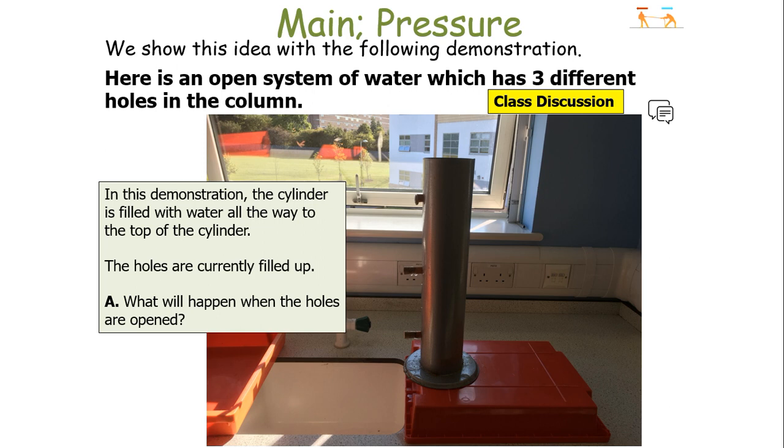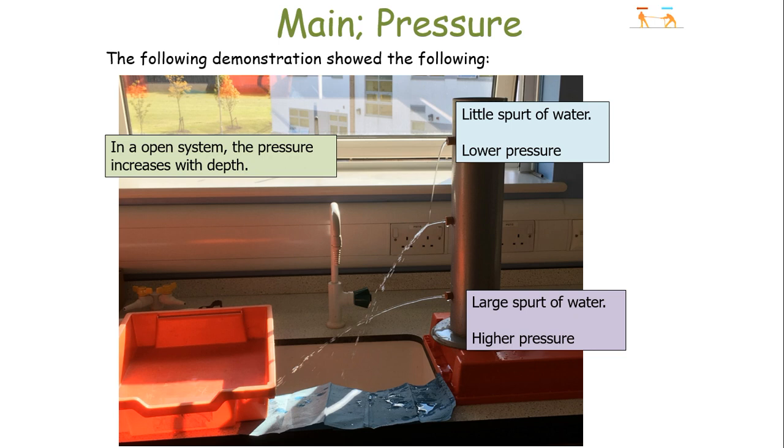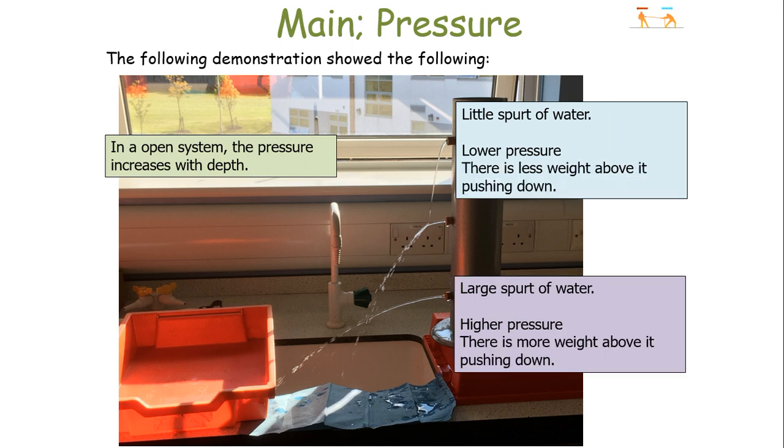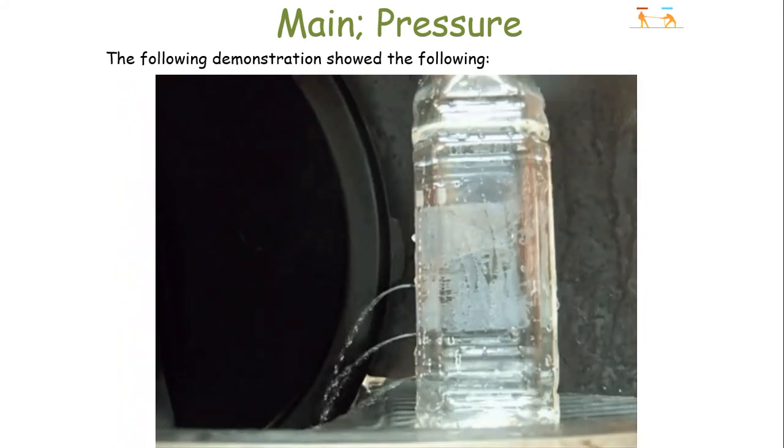So in this demonstration, the cylinder is filled with water all the way to the top of the cylinder. All three holes there are currently filled up, but what would happen if we open these particular holes in the cylinder? Well, you'll see the following. At the top, there's a little spurt of water. Why is that? Because there's a low pressure. What do you notice at the bottom? A large spurt of water because there's a higher pressure, because in an open system, such as this cylinder, the pressure increases with depth. So you get a lower pressure at the top because there's less weight above it pushing it down, but you get a large spurt of water and a high pressure at the bottom because there's more weight above it pushing it down, which we can see in this particular example.